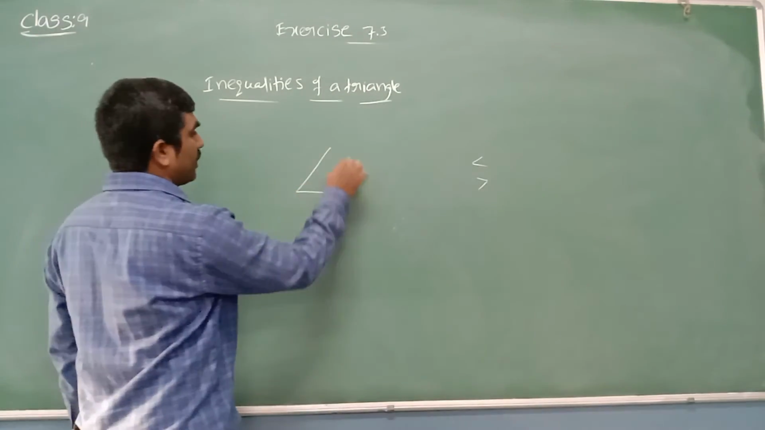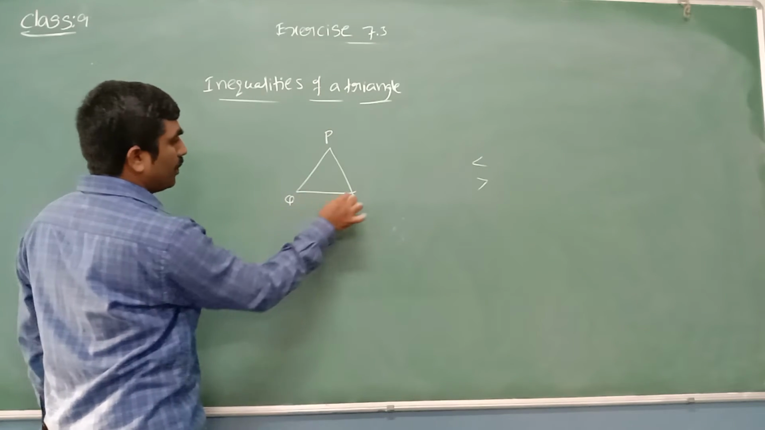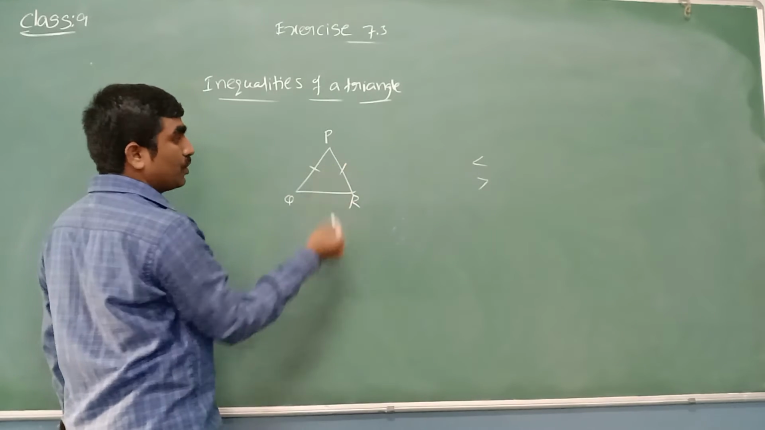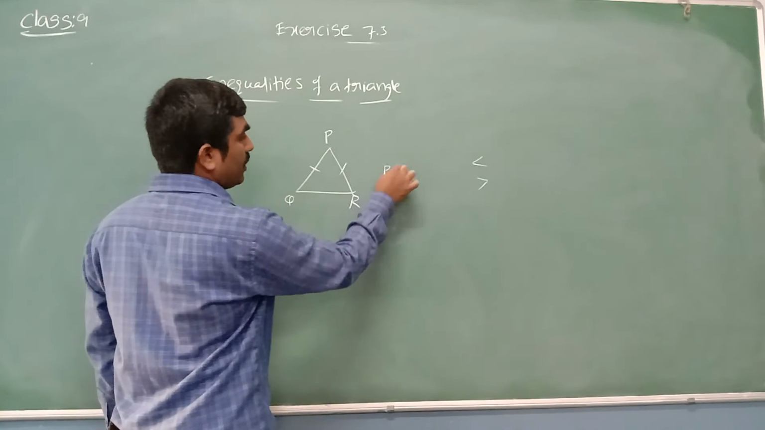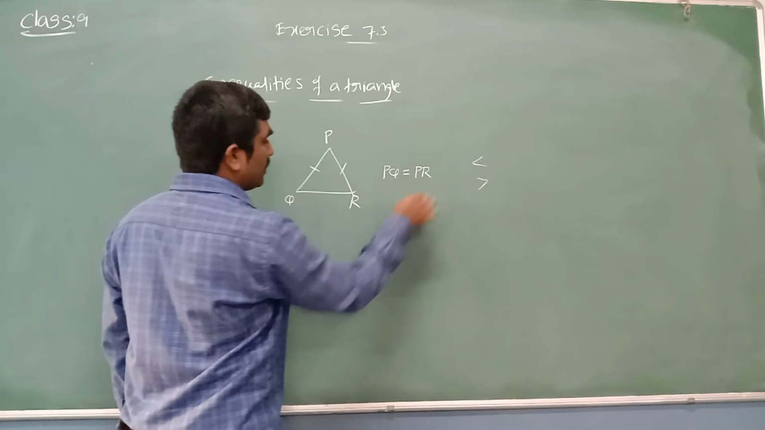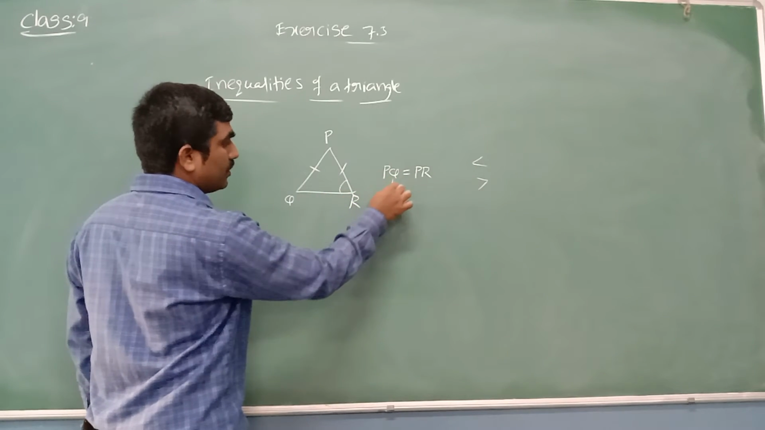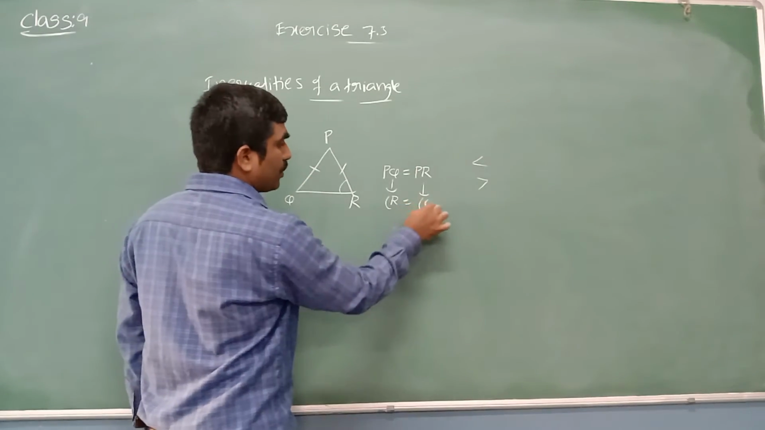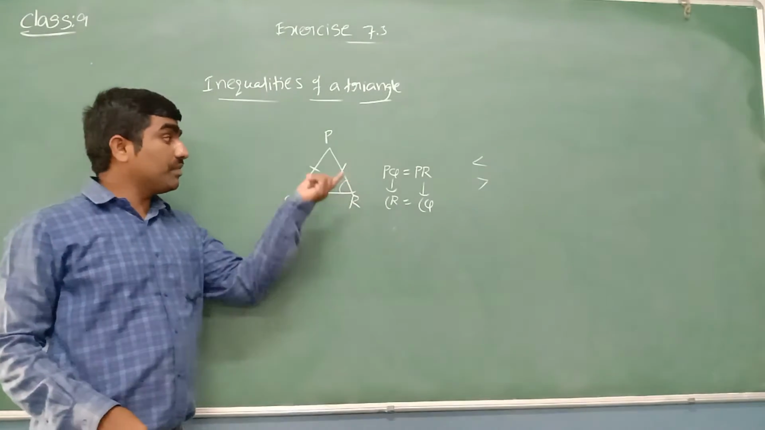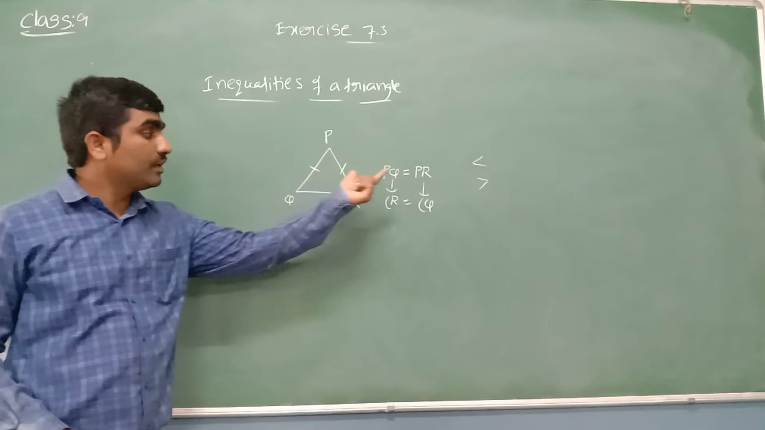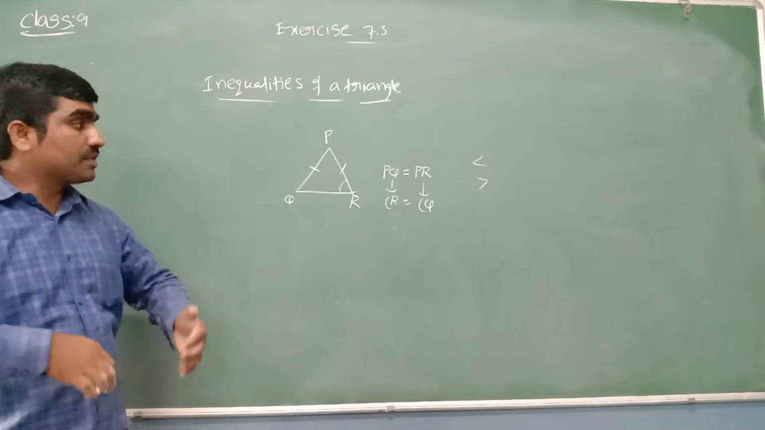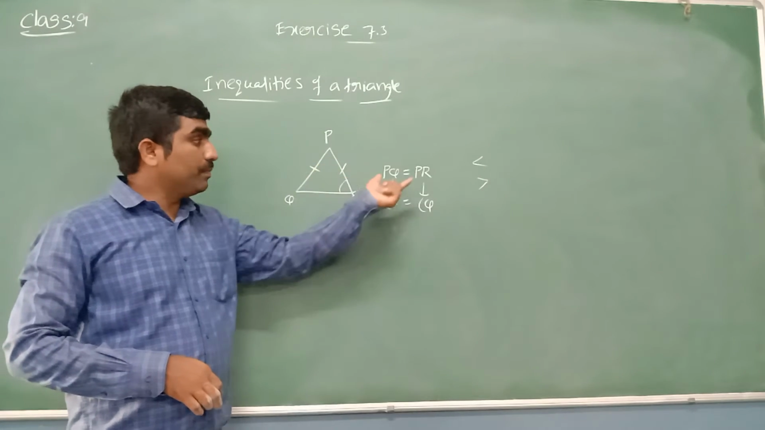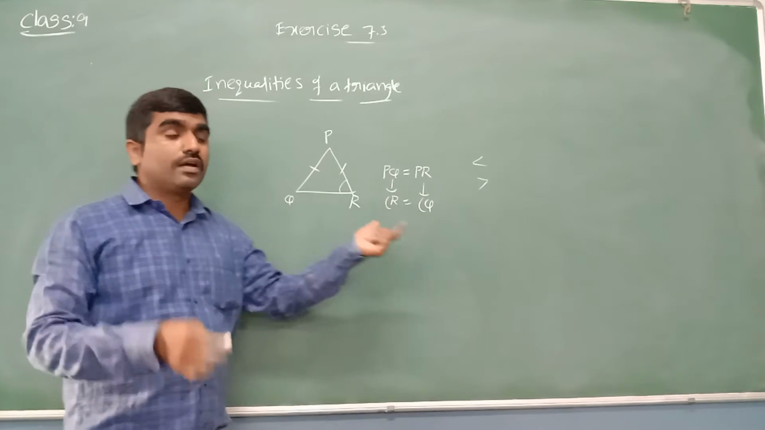Suppose, let me take one triangle PQR. Suppose two sides are equal, QP is equal to QR. So we have a condition in a triangle: if two sides are equal, their opposite angles are equal. Opposite of QP is angle R, equal to the opposite of QR, which is angle P. What is the condition we have? When two sides are equal, their opposite angles are also equal. We have a relation between sides and angles.